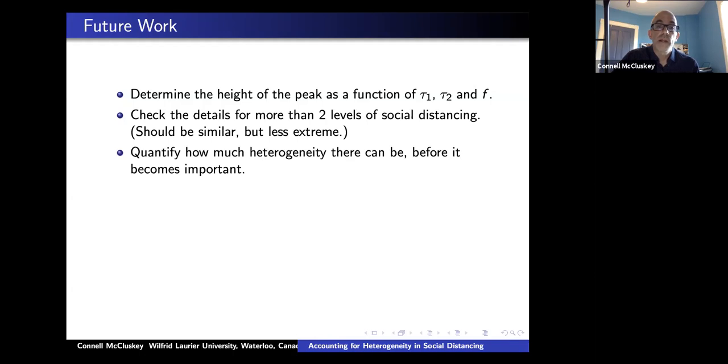And that kind of leads into the idea of how much heterogeneity can there be in these contact levels before it becomes important. If there's only a small bit of heterogeneity, then you probably just ignore it, keep things simple, and get very appropriate predictions. And that's the end.